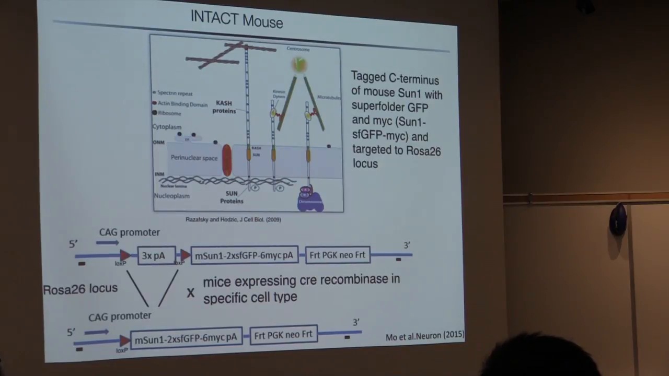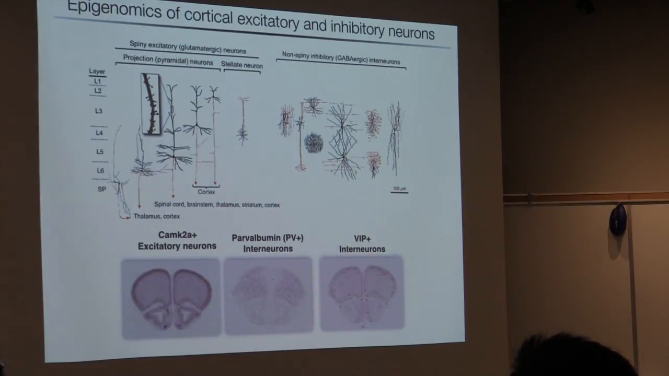And so what this allows you to do is to have any Cre driver that you want to cross with this mouse, so that the Cre then, in a cell type specific way, removes this transcriptional roadblock that has a polyadenylation signal. You get expression of the marker GFP, so you can see it. It goes into the nuclear membrane.